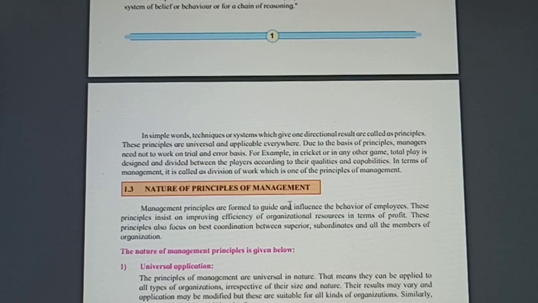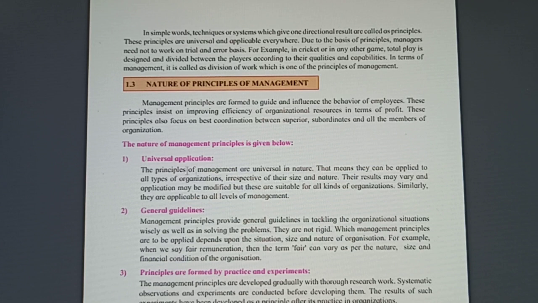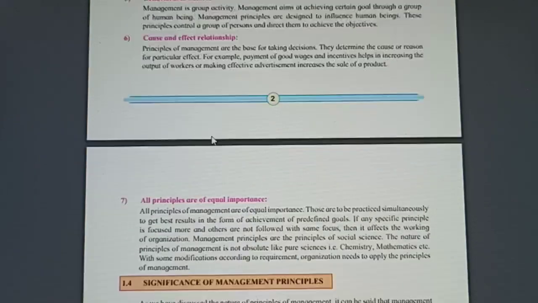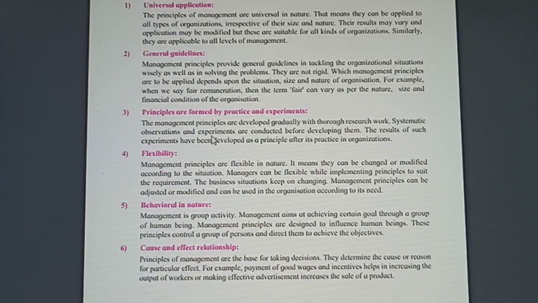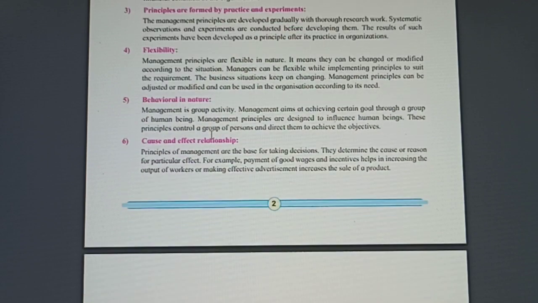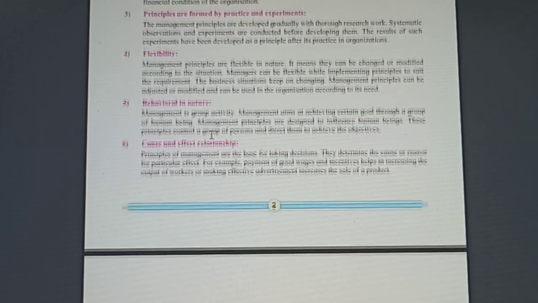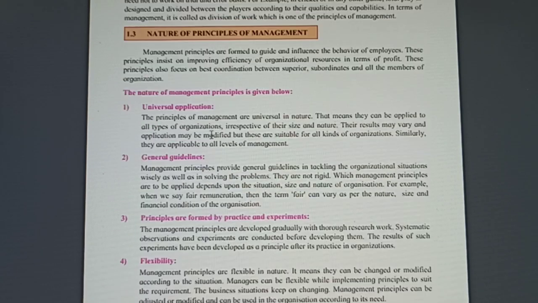As you can see, the first point that we are going to study is nature of principles of management. Nature of principles of management means what is the nature or what is the composition of the principles of management. So here you can see there are around 7 listed points. Here you can just do 5 points because this question can come only in short notes for 5 marks. So let us see what are the nature of principles of management.